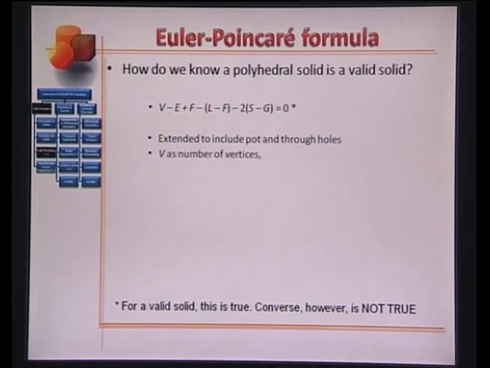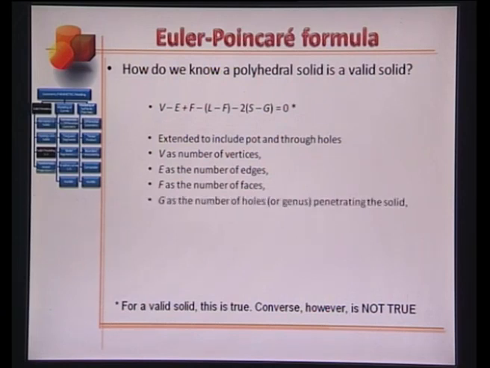V is the number of vertices, E is the number of edges, F is the number of faces, G is the number of holes or genus penetrating the solid. It is the number of handles in case of connected sum of tori. S is the number of shells, and L is the total number of outer and inner loops.